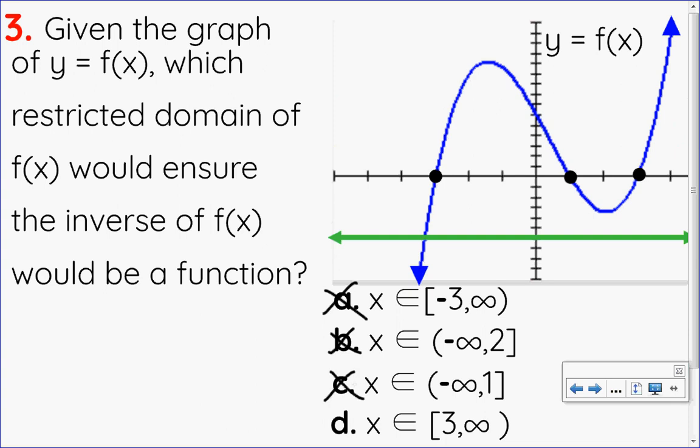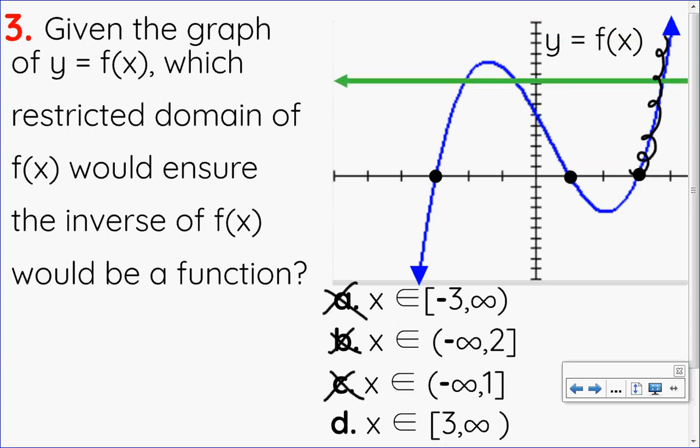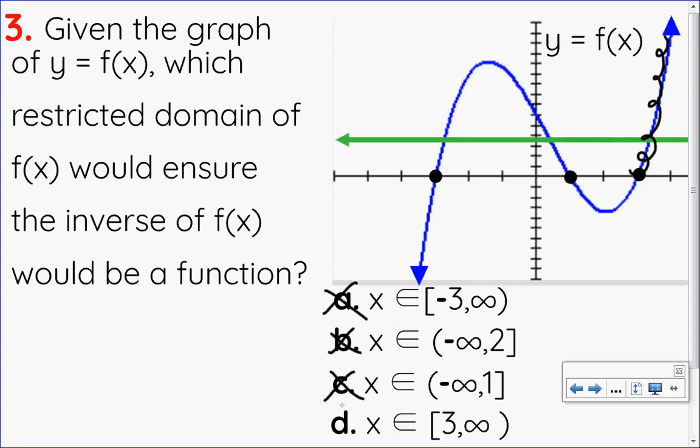Hopefully the last option works because that's all we have left. It says that x has to be from 3 to +infinity. So here's 3 to +infinity. So if I slide my horizontal line along that, yes, it passes. So I know that D has to be my answer.